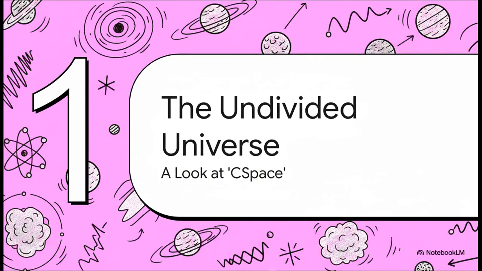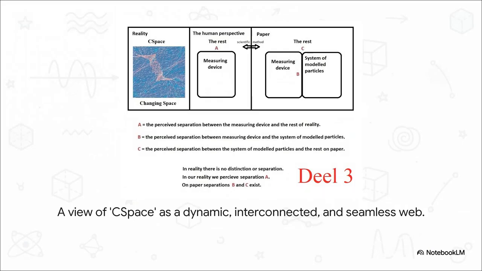So, let's start at the very beginning, the territory itself. In this model, this baseline reality is called C-space, which is really just a concept for the universe before we've tried to chop it up or put any labels on it. And look at how it's drawn here. It's not a bunch of separate little dots or things. It's this dynamic, interconnected web. Seriously, think less like a box of billiard balls and more like a single, giant flowing river. In this picture of reality, there are no separate things at all. It's just one big, unified system.